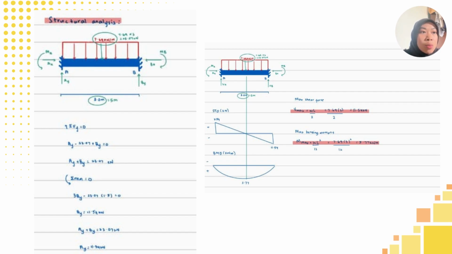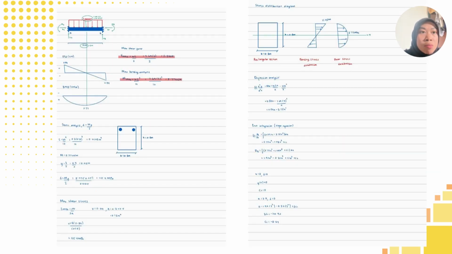The maximum bending moment obtained. The bending stress in the beam was calculated using the bending stress equation, where sigma equals My over I, in which M is the bending moment, y is the distance from the neutral axis, and I is the second moment of area. The calculated bending stress was then compared with the allowable stress of the material to verify that the beam is safe under bending.